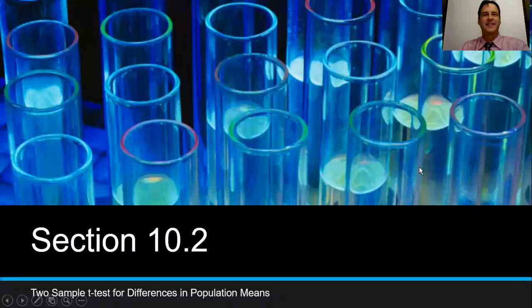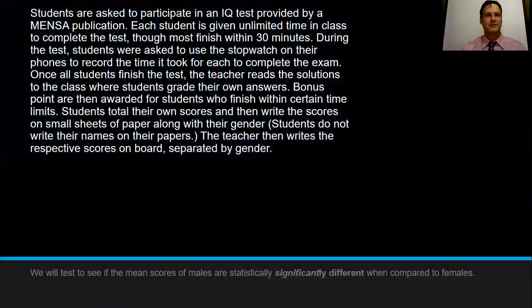Hello, AP Statistics. This is section 10.2, two sample t-tests for difference in population means. You're going to need a graphing calculator, paper, pencil, note sheets, and your respective tables. Okay, once you have those, bring them back, and we'll be ready to go.